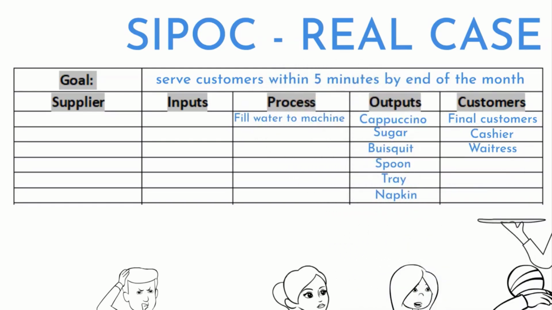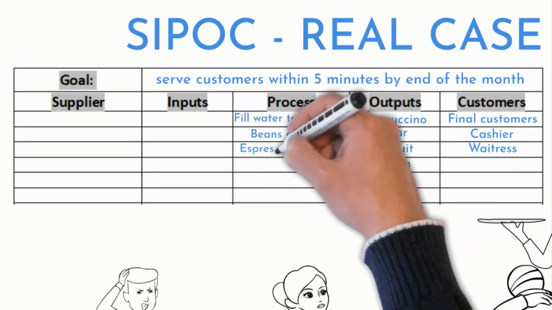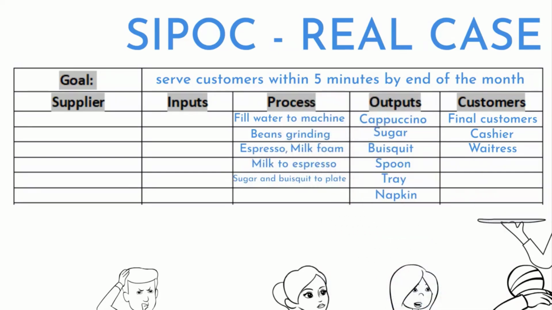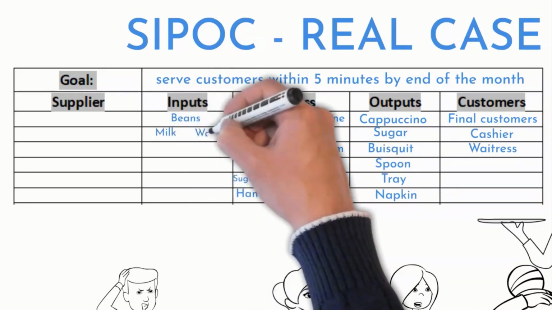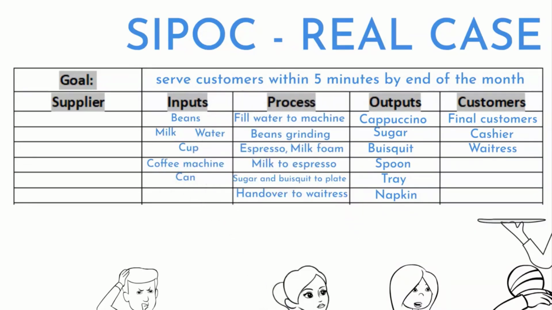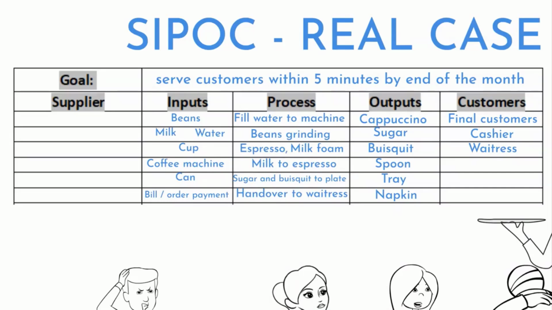The process starts by filling water into the machine. It continues with bean grinding, espresso making, milk foam creation, pouring milk into espresso, and putting sugar and biscuit on the plate. And finally, handing over to the waitress. Inputs required to make coffee are: coffee beans, milk, water, cup, machine, and the can. A paid order is also a required input; coffee will not be made without it.